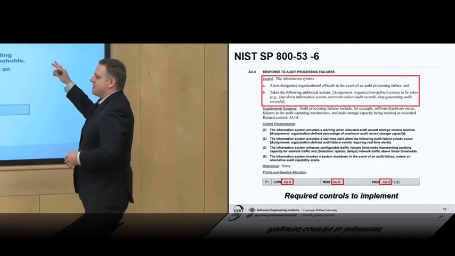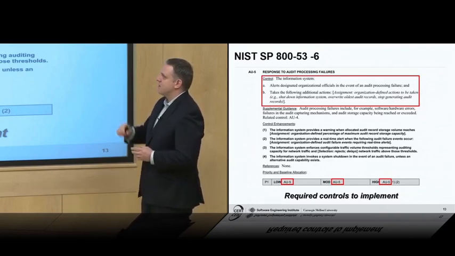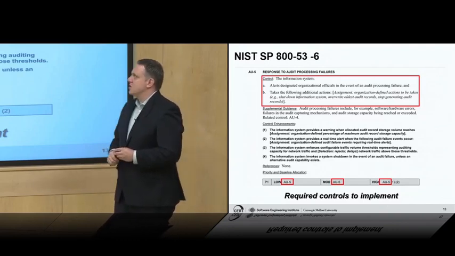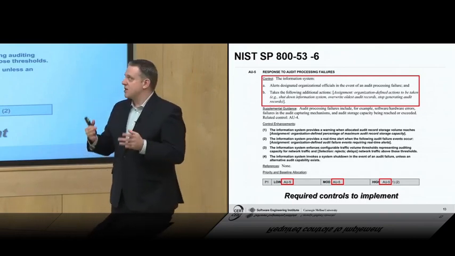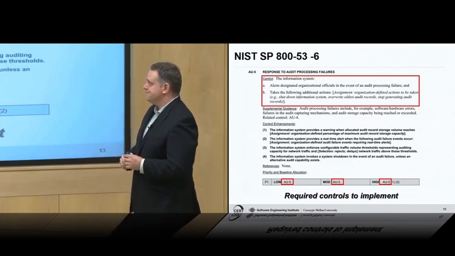This is an actual excerpt from 853. So this is the control section up here that we have highlighted in red. And you can see that it just talks about the control itself. And here we're talking about AU5.